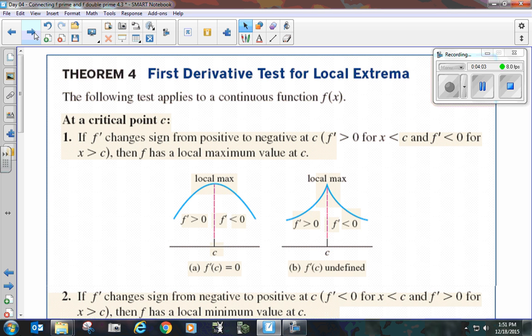First derivative test for local extrema. The following test applies for continuous functions. It means draw it without lifting off your pencil. Okay? At a critical point C, if f prime changes signs from positive to negative, then we have a maximum. That's just a summarization of what we just said. And that's what point 2 says.